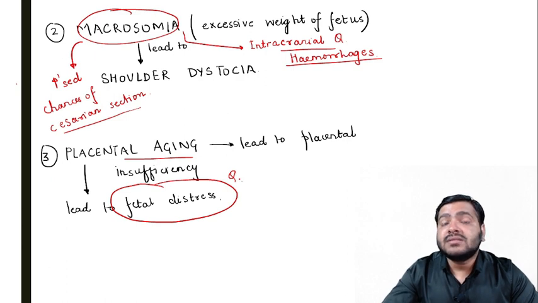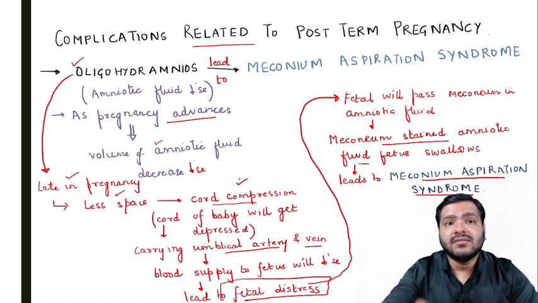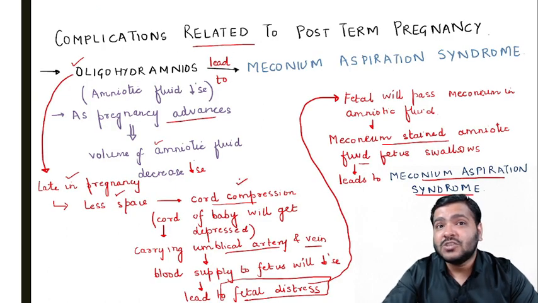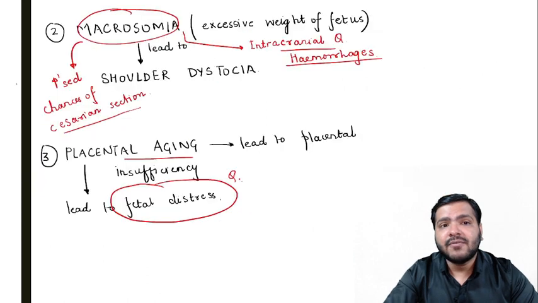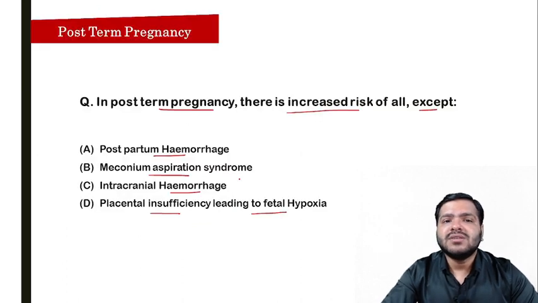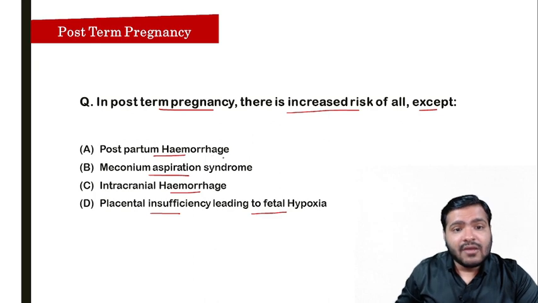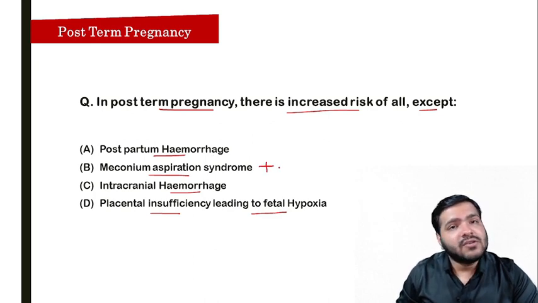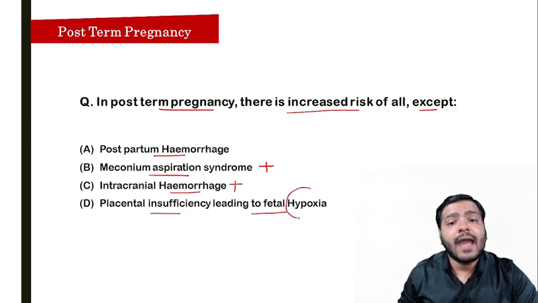And that's why these are the three main complications that you should know. The very first one is oligohydramnios, which will lead to meconium aspiration syndrome. Apart from that guys, you should know about macrosomia and placental aging, which will result in fetal distress. So coming to the question, yes, option B can be there, meconium aspiration syndrome can be there in post-term pregnancy, it is a complication. Apart from that, intracranial hemorrhage can be there, and placental insufficiency leading to fetal hypoxia. So decrease in oxygen will be there.